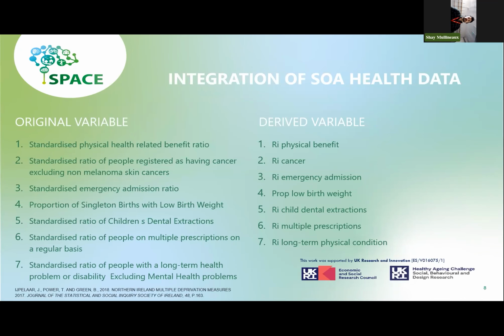Okay, so the data that we have. We have data which was part of the Northern Ireland Multiple Deprivation Measures from 2017, published 2019. Broadly speaking, we're talking about a number of health variables: standardized physical health, cancer, emergency admissions, singleton births with low birth weight, children's dental extractions, multiple prescriptions, and standardized ratio of people with long-term health problems, excluding mental health. Obviously, I've created shorter approximations of these. We don't necessarily need to worry about them, but we will be talking about two in specific. If anybody has any more questions related to these at the end, please do let me know.